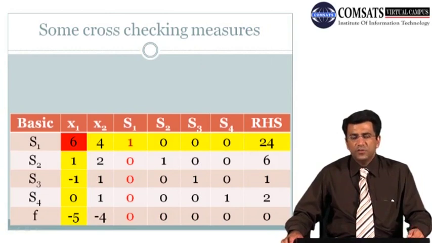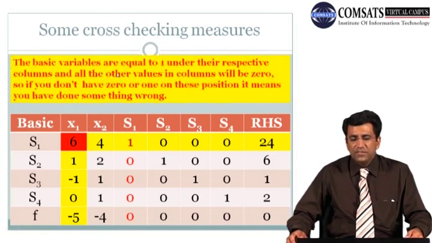Okay class, let me introduce you to some cross checking here, because a lot of calculations are involved in these sorts of problems. So at the various steps we can have a guideline that tells us whether we are going in the right direction or not, or whether we have miscalculated something. There are some hints available. The one hint is that the basic variables are equal to 1 under their respective columns, and all the other values in the column will be 0. So if you don't have 0 or 1 on these positions, it means you have done something wrong.